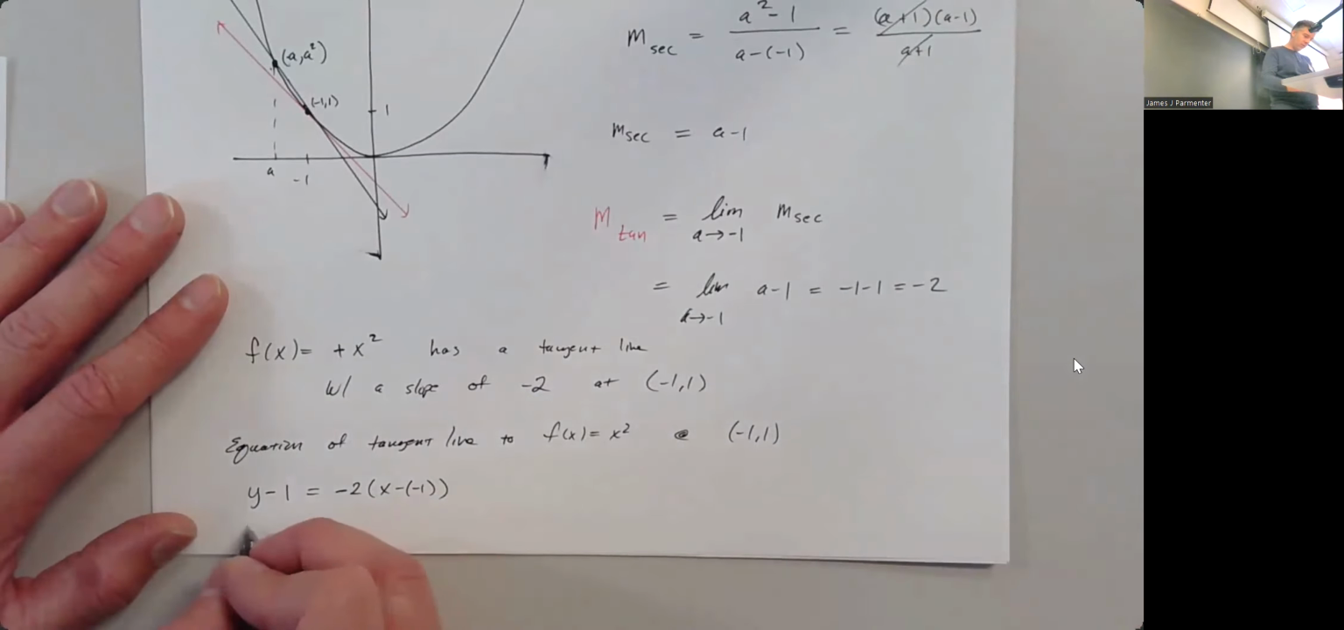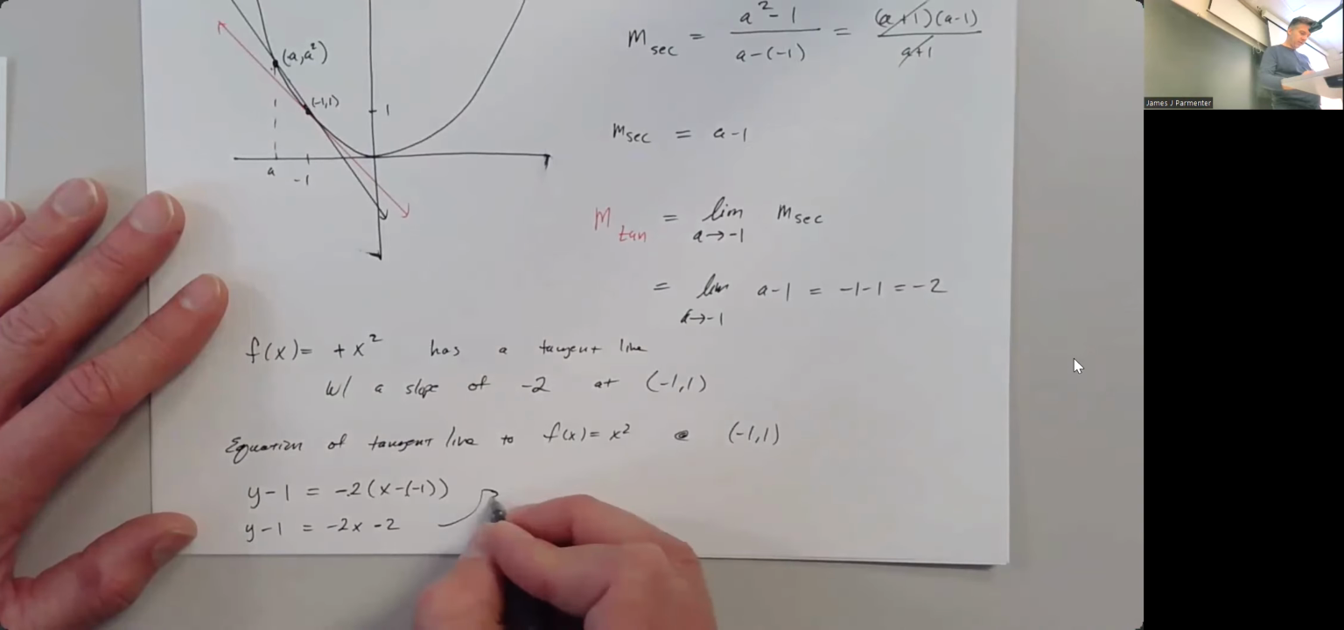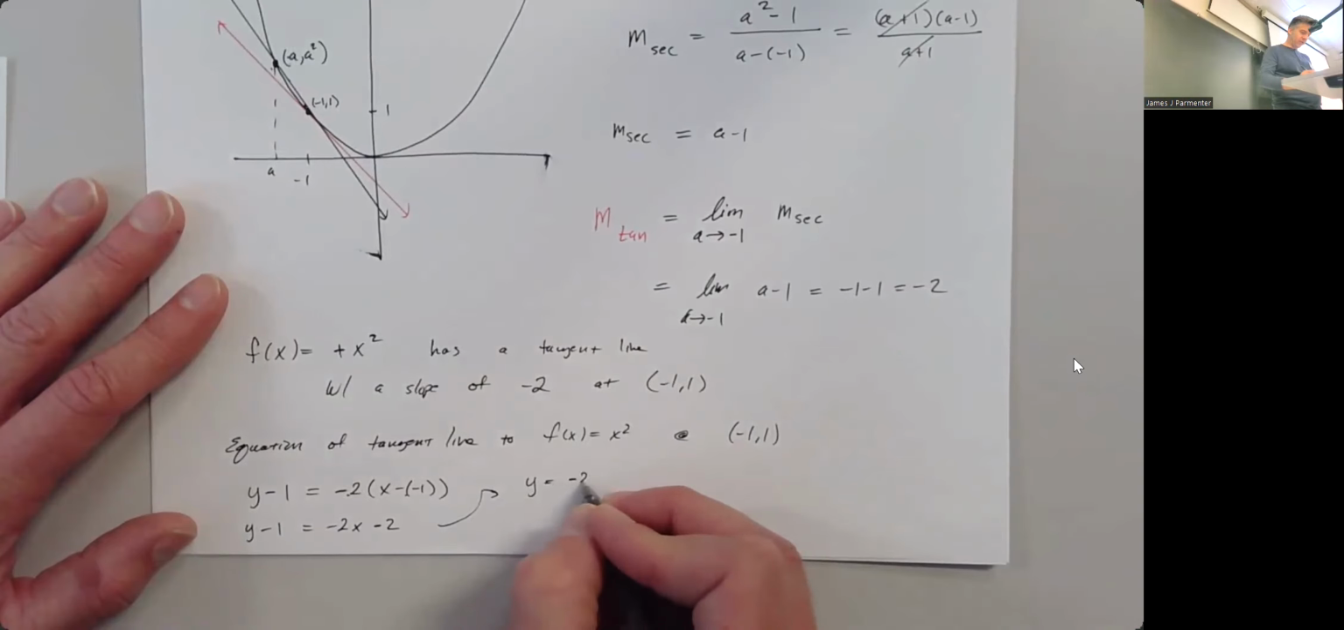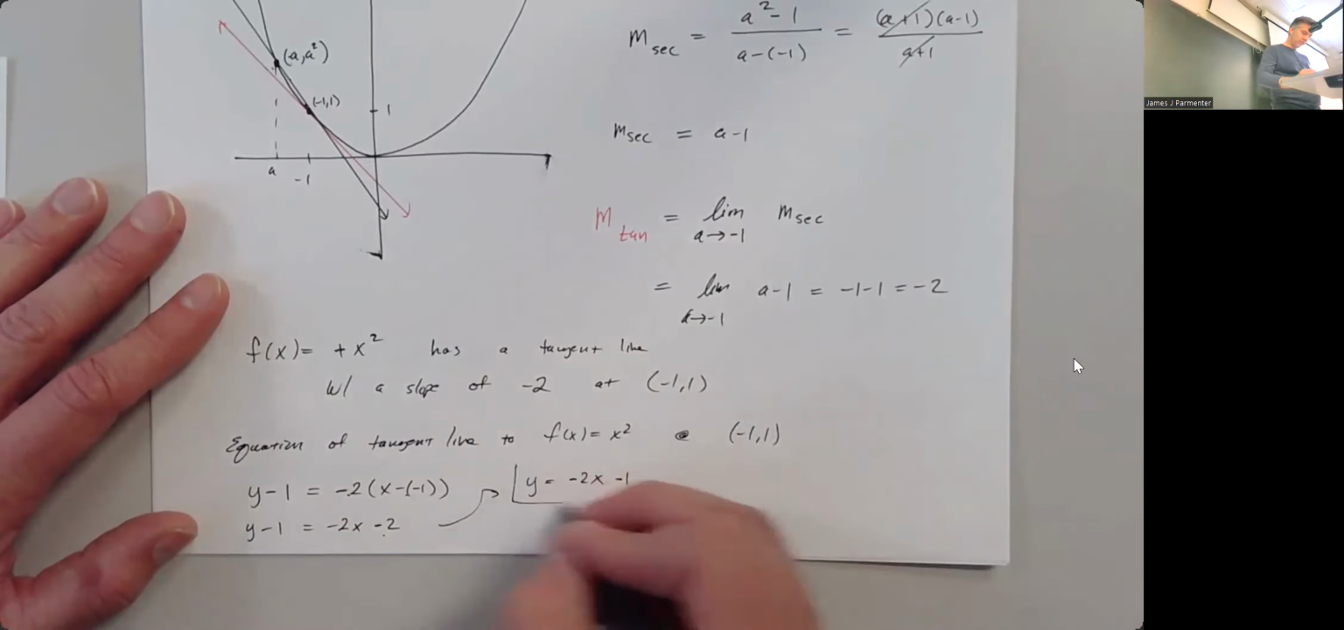So you get y minus 1 equals, let's see, that's x plus 1. So -2 times x is -2x. -2 times +1 is -2. And then add 1 to both sides. So you get y equal to -2x, and -2 plus 1 is -1.